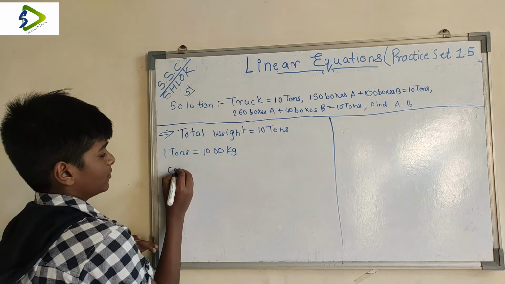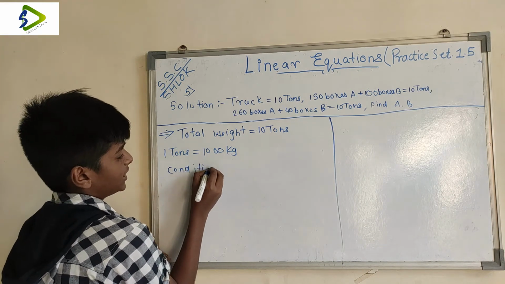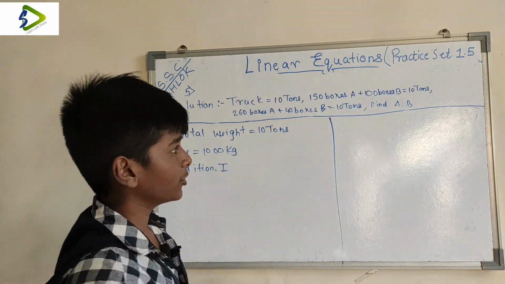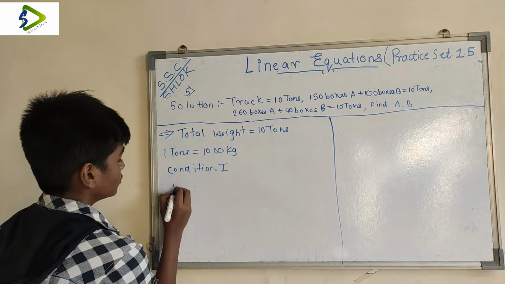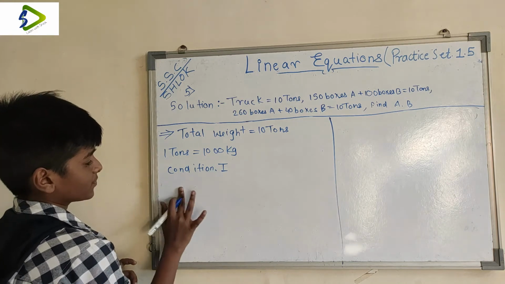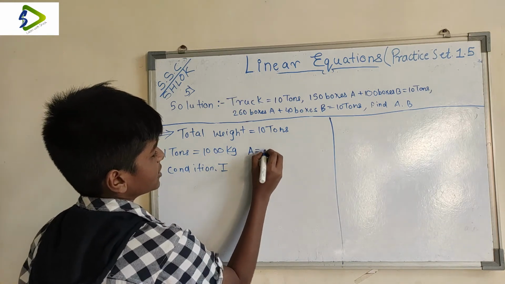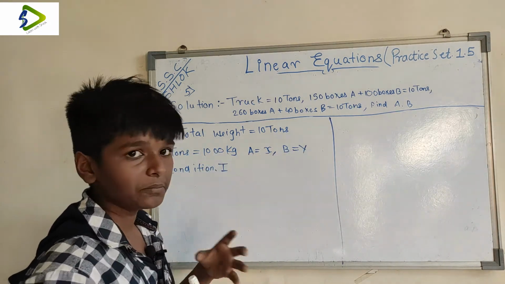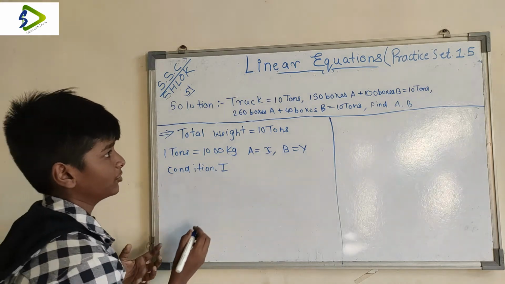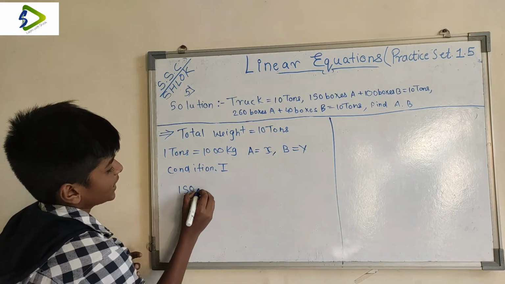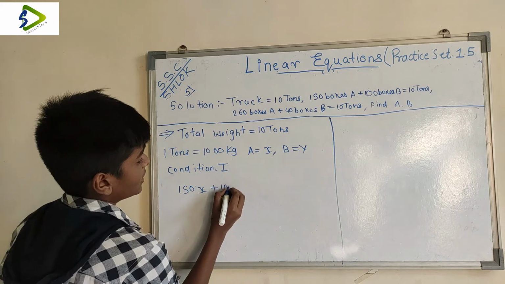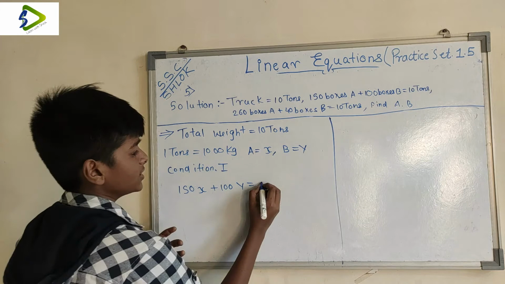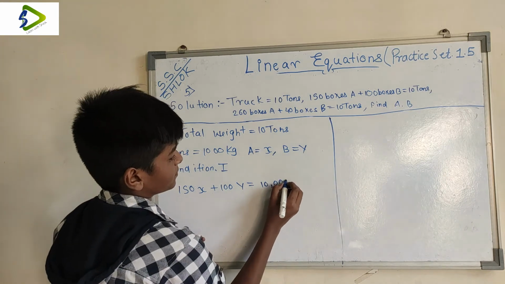Then we have some conditions about the numbers that we have to find. Condition 1: they tell us 150 boxes of A and 100 boxes of B is equal to 10 tons. Before this I am considering A is equal to x and B is equal to y. I am taking x and y because I think they are simpler, you can do it with A and B. So they say that 150x plus 100y is equal to 10 tons. 1 ton is 1000 kg, 10 tons means 10,000 kg.